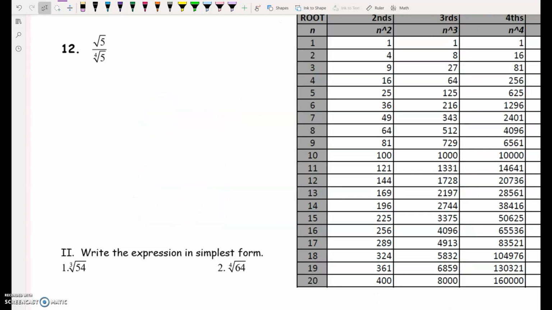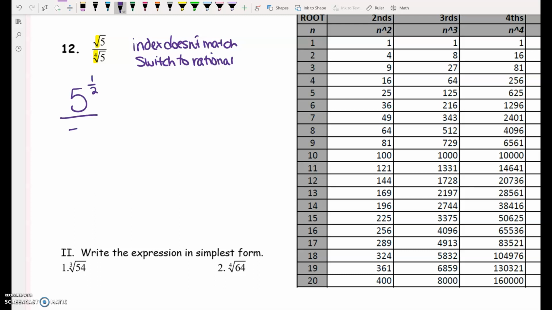Number 12 is another example where the index does not match. We've got a square root of 5 over a fourth root of 5. If the index doesn't match, we're going to switch to rational. So the square root of 5 is 5 to the 1/2. The fourth root of 5 is 5 to the 1/4.